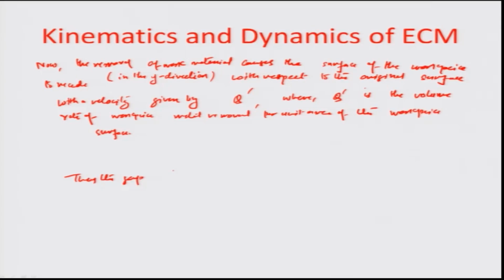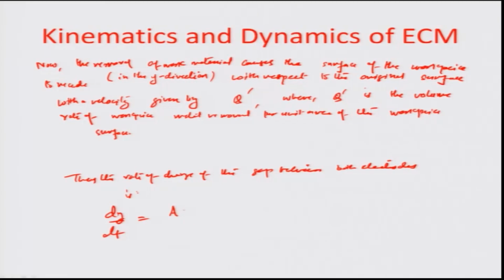Thus, the rate of change of this gap between both electrodes is given by, again, the expression dy by dt equal to the rate at which dissolution would happen, which increases the gap. So, we write this as A I over A. Obviously, the rate has to be per unit distance.